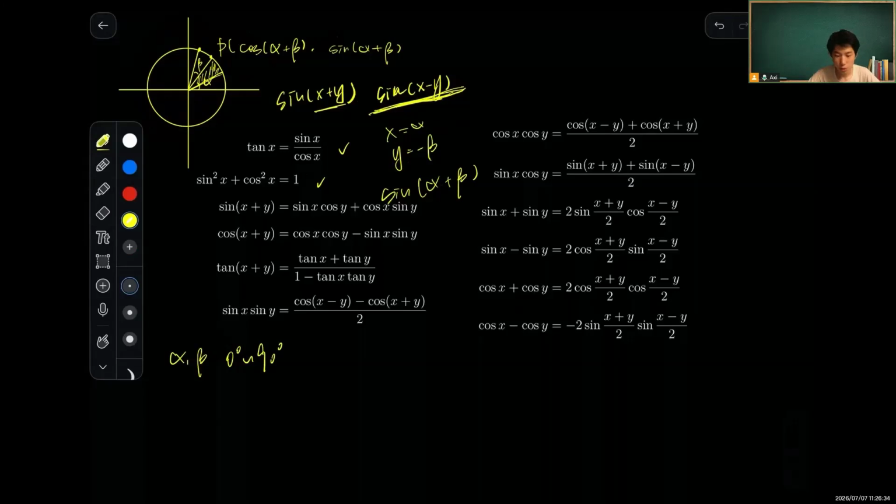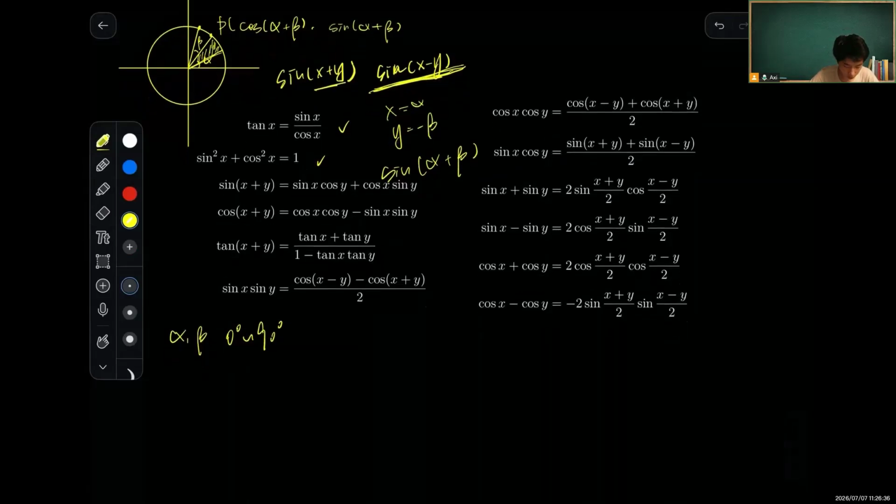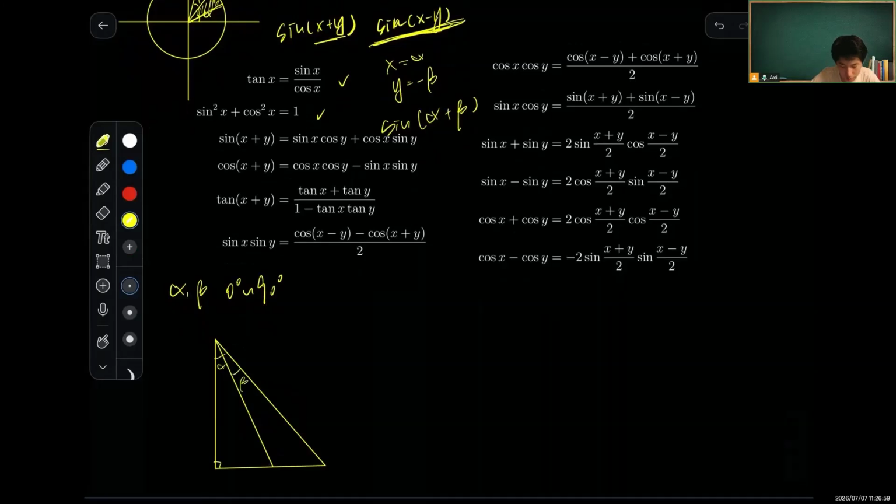In this case, let's use our triangle way of proving it. Here we have alpha and beta. So assume this length is 1. Then essentially, sine x plus y is this length down here. This is sine x plus y. And over here, this is cosine x plus y. And if we have cosine x plus y and sine x plus y, we can find tangent x plus y.